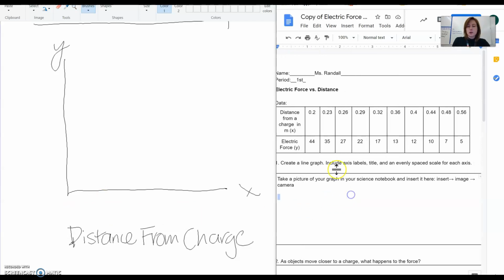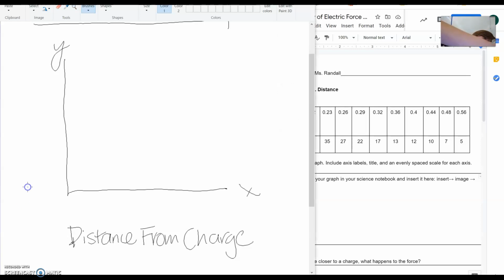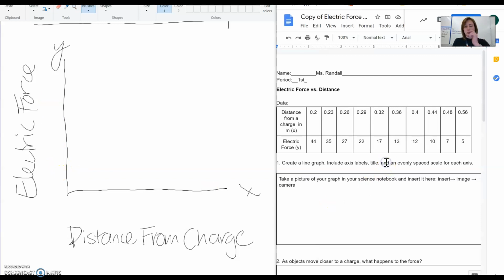So if distance from charge goes on the x, that means electric force is going to go on the y. So I'm going to try and write this sideways on the y-axis: electric force. And I tried to leave myself lots of space between the y-axis and the title so I can put some numbers there. Now let's decide what numbers we're going to put.